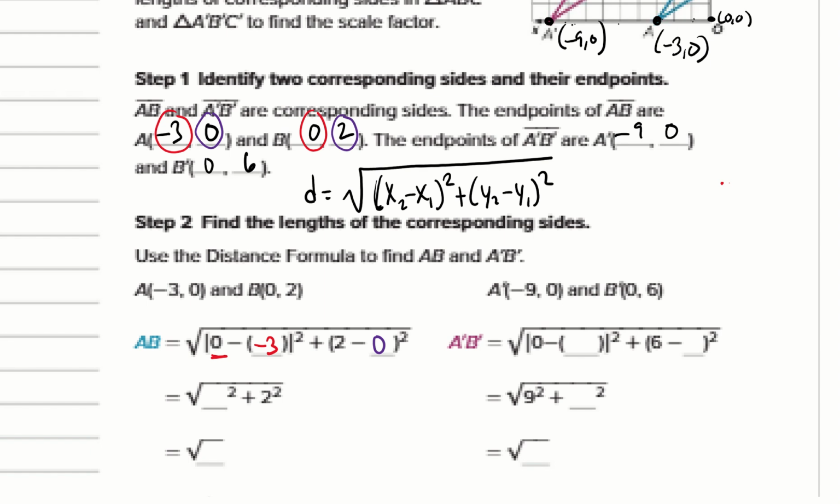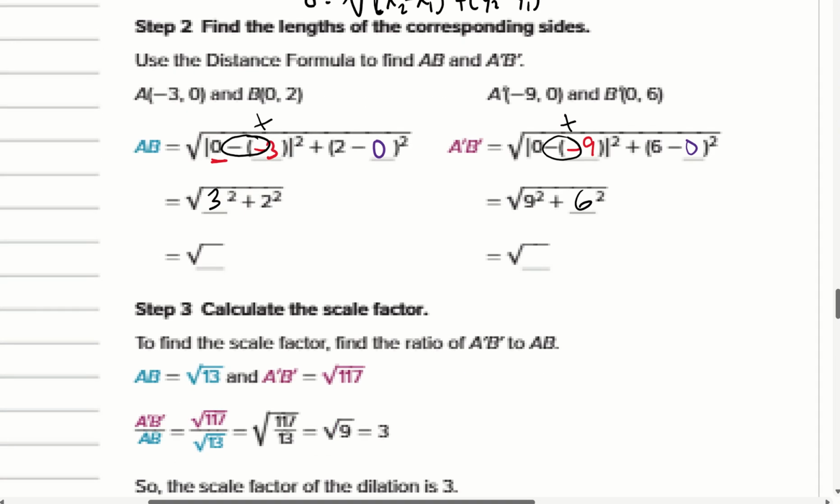Subtract the x coordinates, subtract the y coordinates, and then we'll do that for the next one. So A prime, B prime, subtract the x coordinates, you got 0 minus -9, and then subtract the y coordinates, 6 minus 0. All right, remember this double negative turns into positive, so 0 plus 3 is 3, 2 minus 0 is 2. This is a double negative, so it turns into 9, 6 minus 0 is 6. Okay, so now we can do the math. 3 times 3 is 9, 2 times 2 is 4, so we got 9 plus 4 is 13. There's AB. We got 9 times 9 is 81, 6 times 6 is 36, so you get 117.